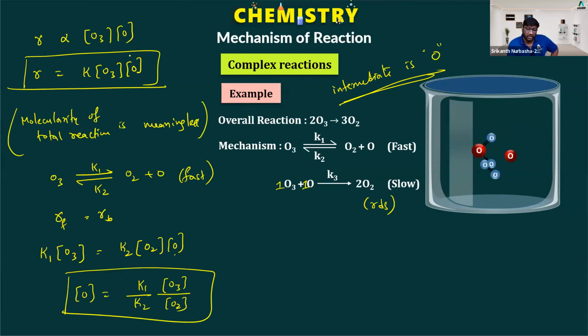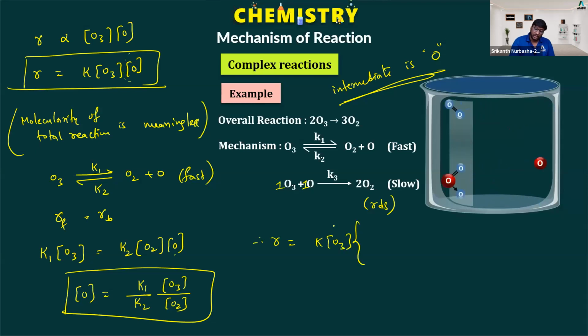So to eliminate the concentration of intermediate in the slowest step, we have to assume the fast step to be at equilibrium. Fast step is at equilibrium means rate of forward and rate of backward are equal. So concentration of O is equal to K1 by K2 into concentration of O3 divided by concentration of O2. That I have substituted here. Therefore, R is equal to K into concentration of O3.